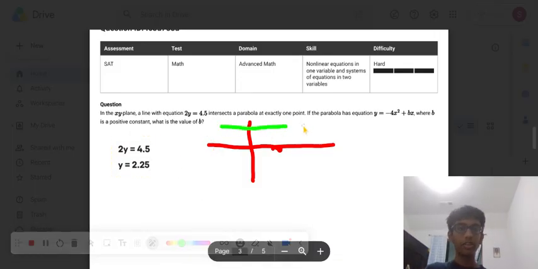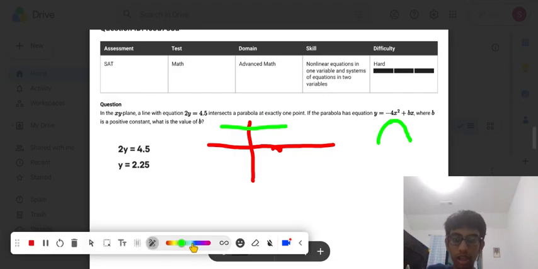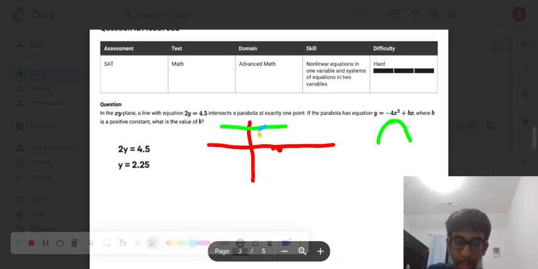If you have a parabola and it has the equation y is equal to minus 4x squared plus bx, what do we know about it? Well, we know that since it's minus 4x squared, it's going to be facing downwards, kind of like this, instead of being upwards. If it was positive 4x squared, it would face upwards, but it's not. We also know that since it has no plus c, it's going to pass through the origin, x equal to 0, y equal to 0 as well. So our parabola is going to look something like this.